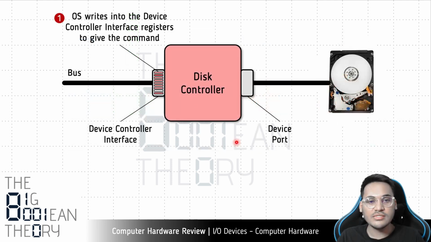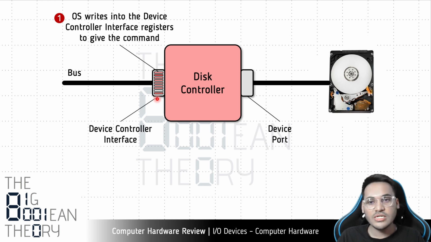This is the same example, the disk and the disk controller. And here we have the disk controller interface. The first step before starting any operation is to check whether the device is ready to take commands or not. If the device is already busy with some operation, then the operating system must wait. So there is the status register, which we already saw.